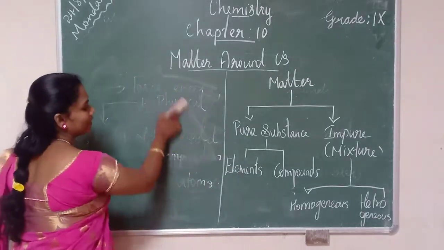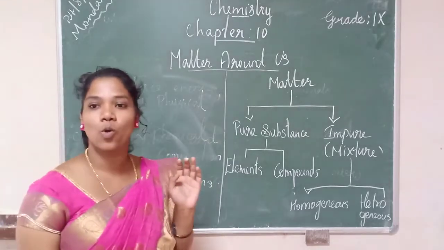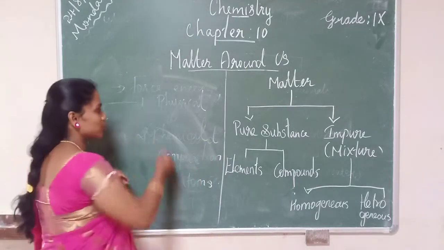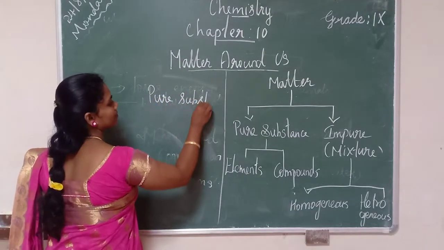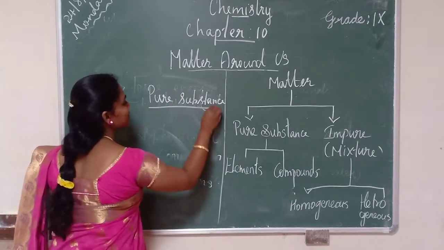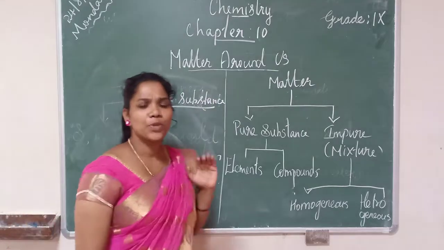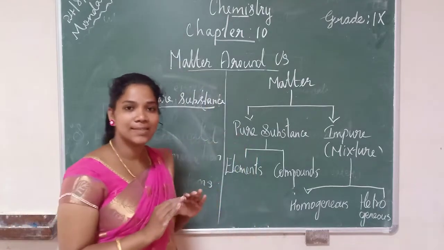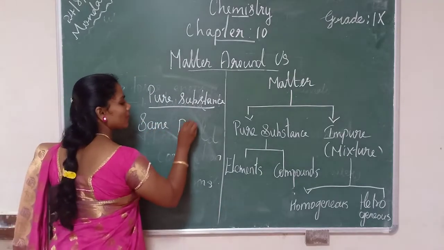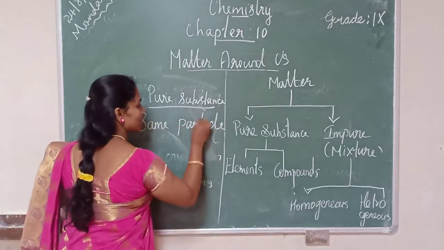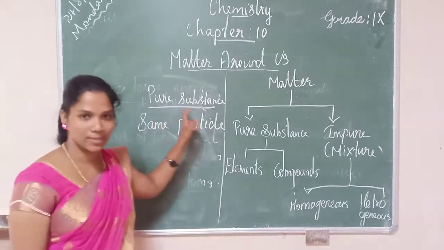So now we can learn what is pure substance, what is element, and what is compound. First one is pure substance. Pure substance means the substances are made up of the same particle. If the substances are made up of the same particle, then they are called pure substances.